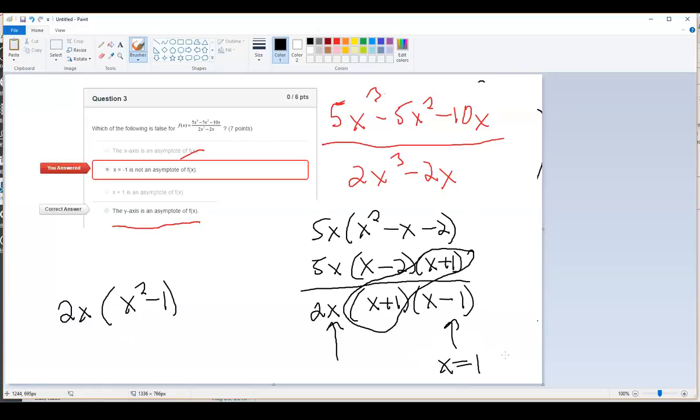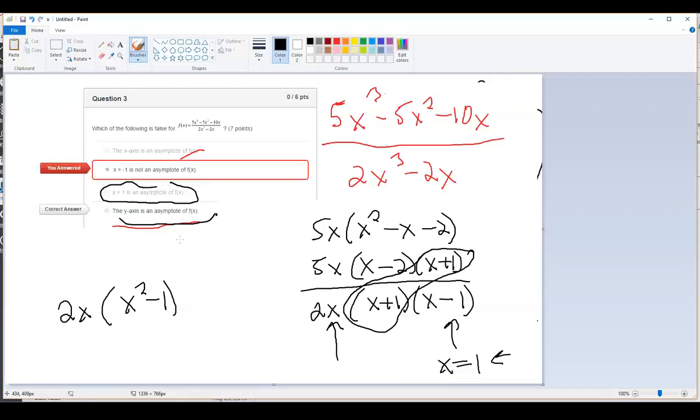I'm thinking that there's a vertical asymptote at x equals 1, there's a couple of holes in our graph, and it has a horizontal asymptote of y equals 5/2. They're saying the y-axis is an asymptote of f of x. Oh, I don't know, I don't agree with that. I agree with this. I think that's the right answer. x equals 1 is an asymptote.